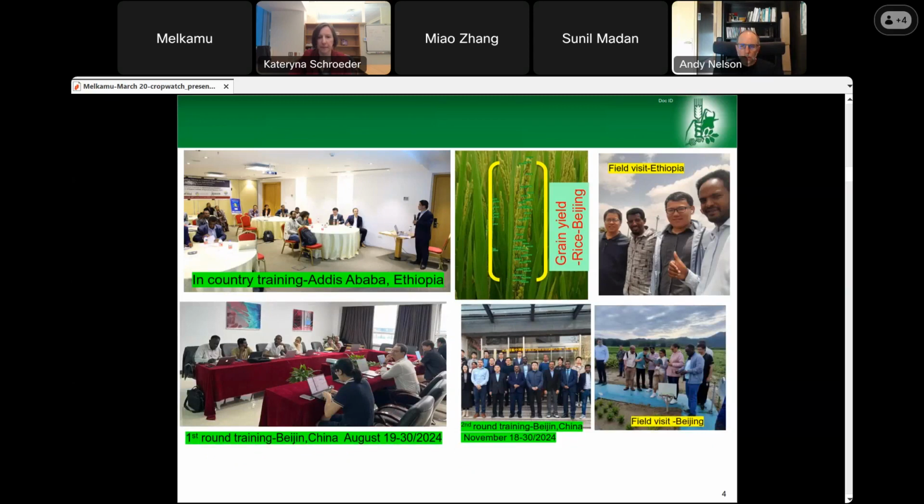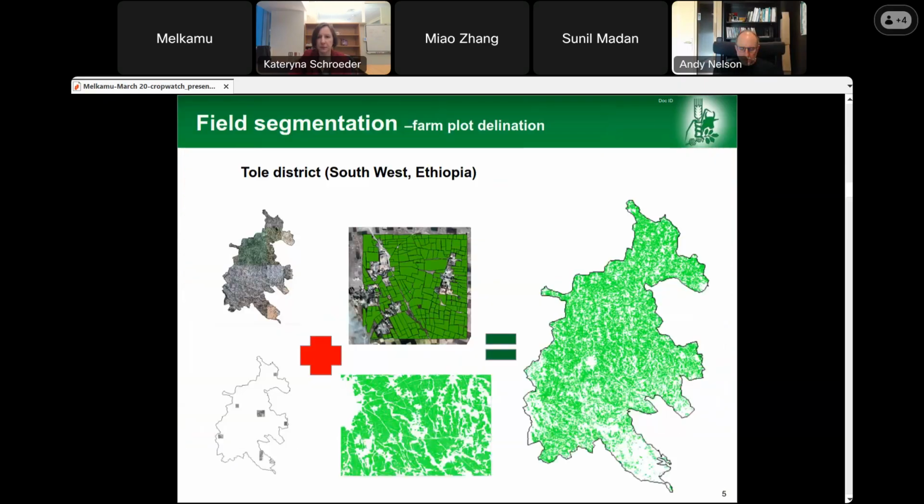Field segmentation was conducted as farm plot delineation. First we have Google satellite imagery, and separately we digitized the agricultural farmland in the entire district, and then we combined or linked each digitized agricultural land of the district. Then it looks like this, as you see on the screen.